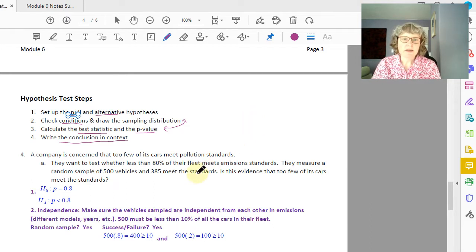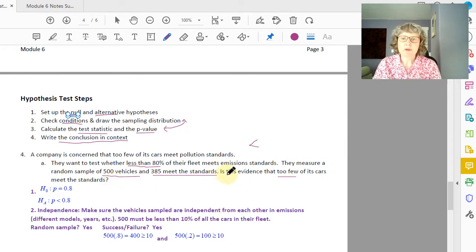This one is a company is concerned that too few of its cars meet pollution standards. So too few kind of sounds like less than or a left tail test, but let's take a look. They want to test whether less than 80% of their fleet meets emission standards. They measure a random sample of 500 vehicles and 385 meet the standards. Is this evidence that too few of its cars meet the standards?